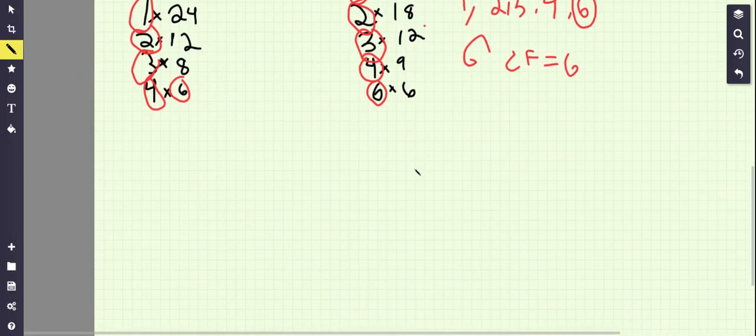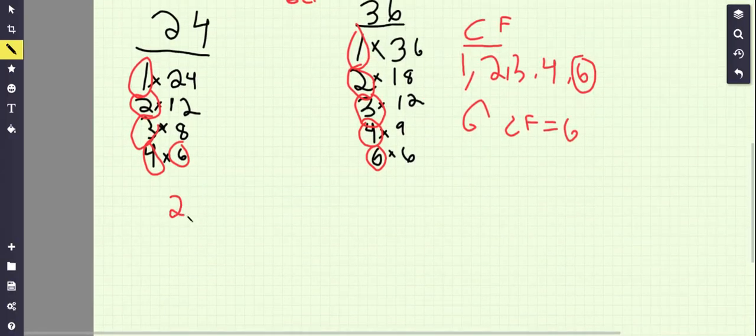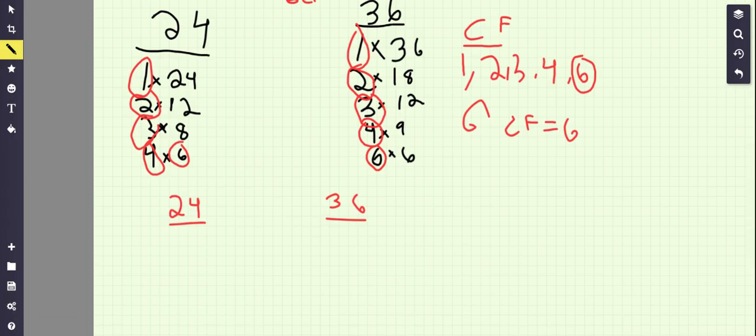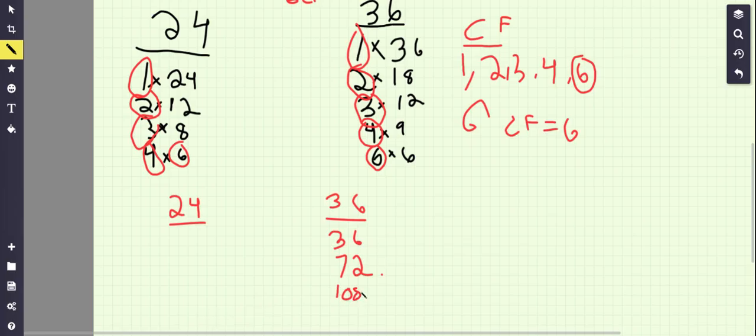How about the LCM? Now we're going to list the multiples. You can use a calculator for this. I already know that 36 goes first. If I multiply 36 times 2, that's 72. I'm just doing it in my head. Then 36 times 3 is 72 plus 36, 108. We can keep going after that using a calculator.